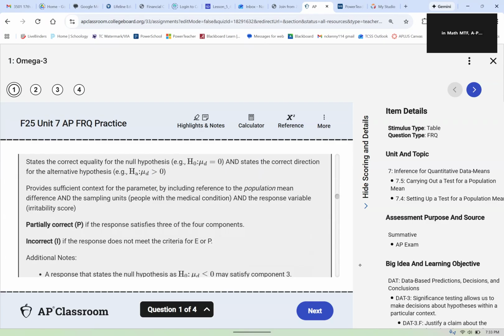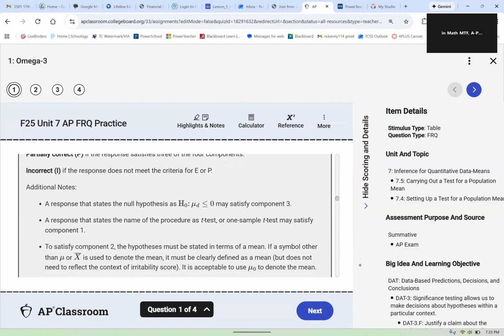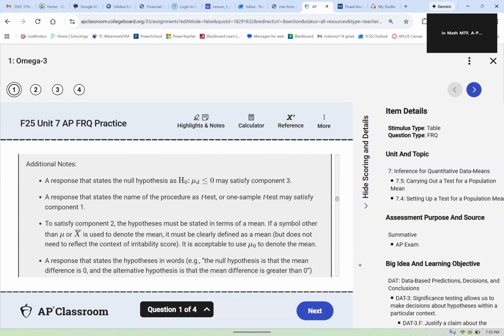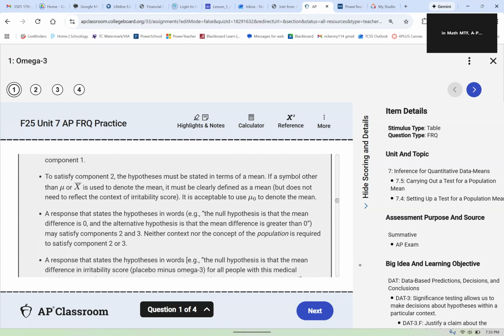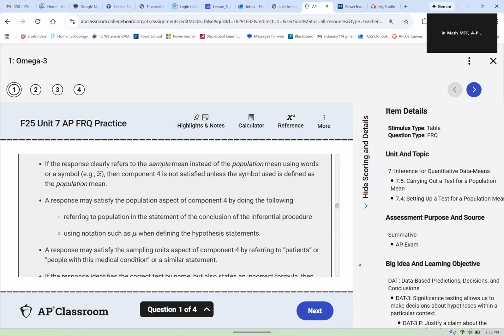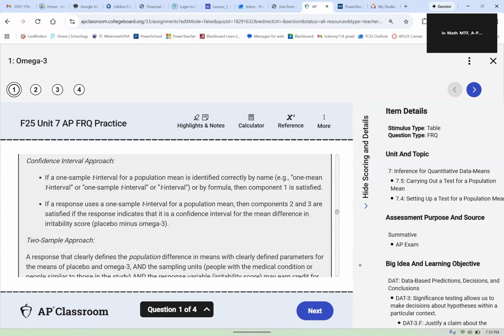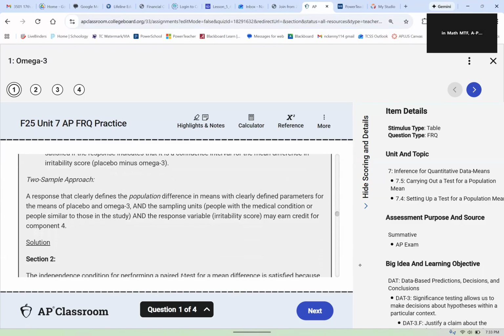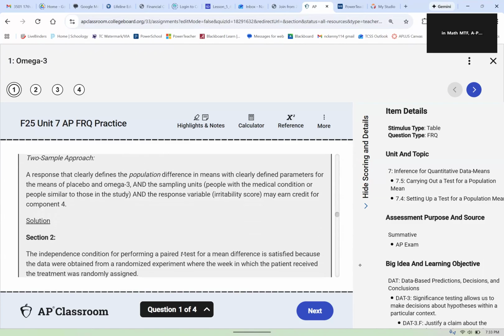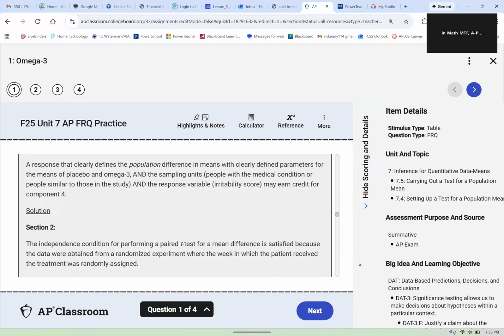Okay, so do you notice when we talk about context, you had to have true mean as normal. I had to talk about people with medical condition and talk about irritability scores. Got to talk about all those pieces of the context. There's a lot of caveats in this one. I'll give an answer key to y'all tomorrow. Do you notice they did allow a confidence interval approach? But notice you could not do a two sample and get full credit.